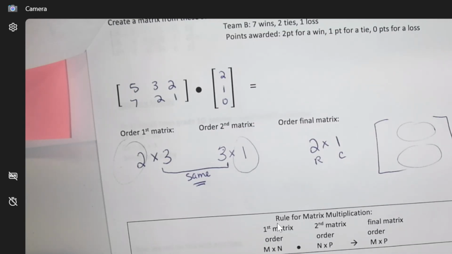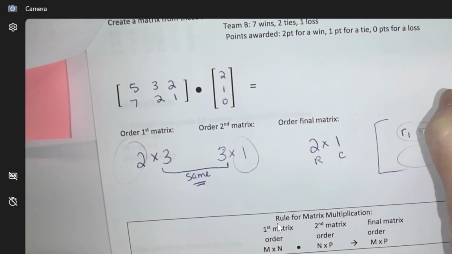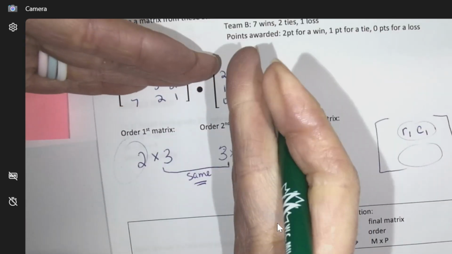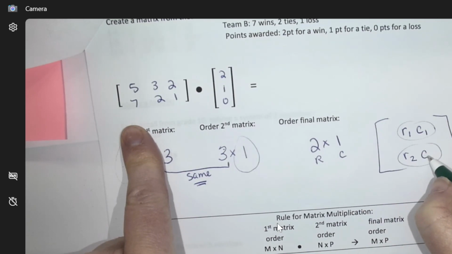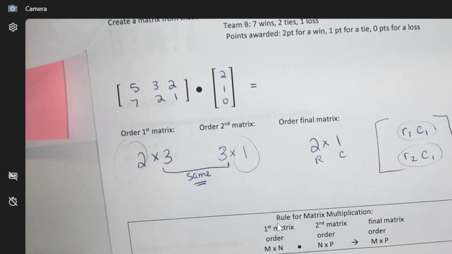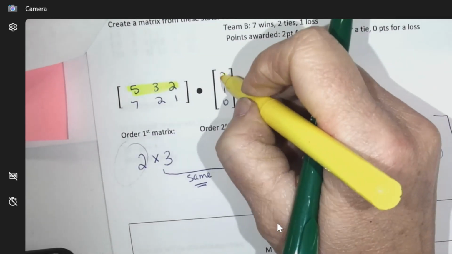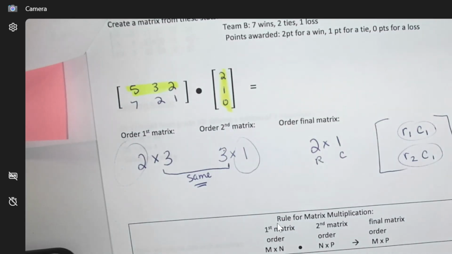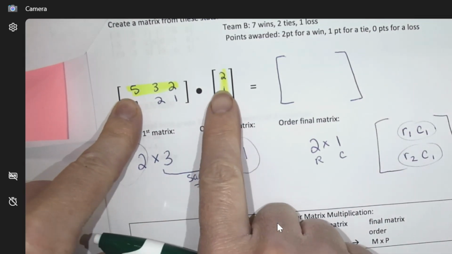So your first combo is you're going to do row 1, column 1. Row 1 of that, column 1 of that. And then you're going to do row 2, column 1. I don't know, does that make sense if I say that? So I'm going to be doing this times this to start. Okay, so here I go.